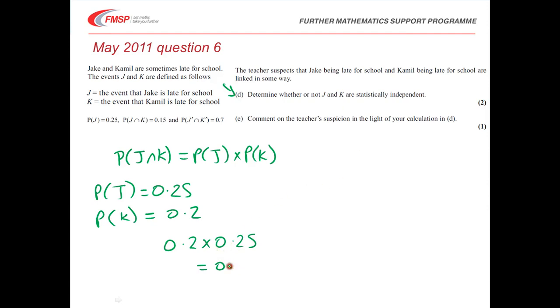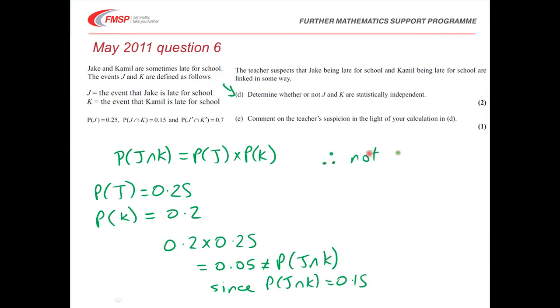is equal to 0.05, and we can clearly see that that is not equal to the probability of J and K, because the probability of J intersect K, and again it's always good to use words here, since the probability of J intersect K is equal to 0.15, therefore not independent. There are other ways. As I say, that's the way that most people would do this type of question.